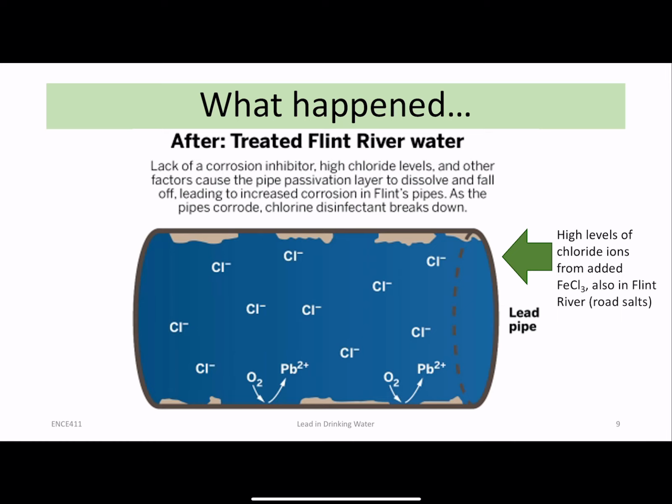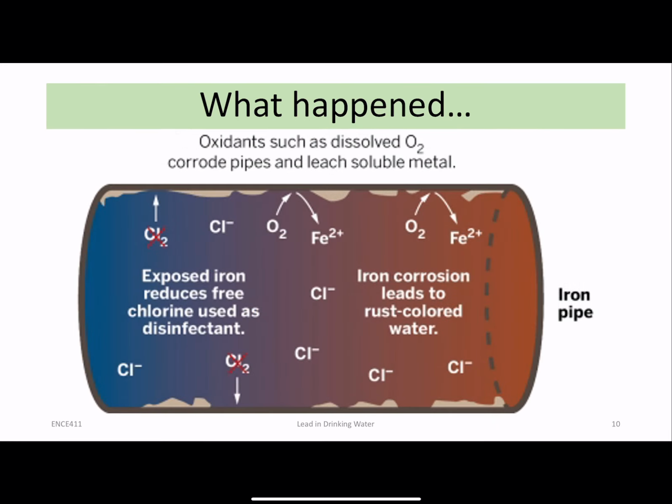So that is why. And this is another example with an iron pipe. Iron pipes can also have these problems. It's the same thing: you have bleach and you have dissolved oxygen. The iron gets oxidized and the iron leaches into the water. And that's when you have red color in the water because of the iron.